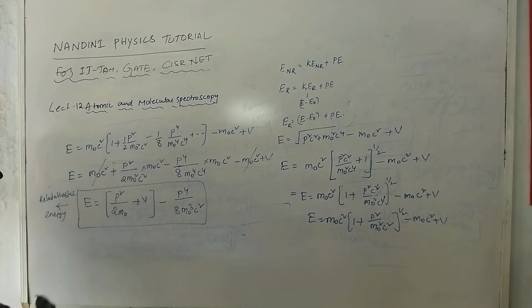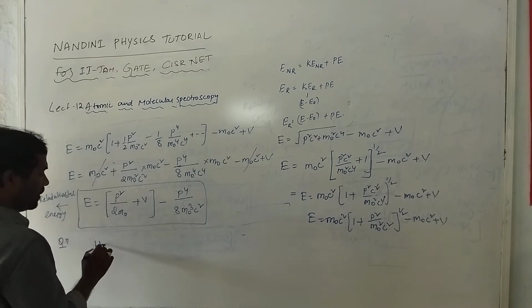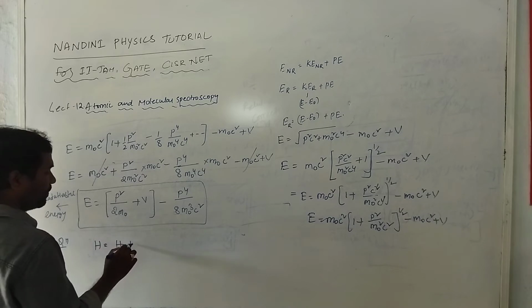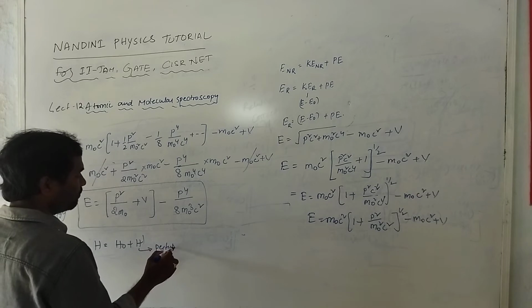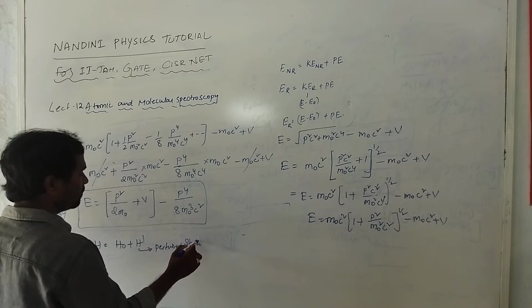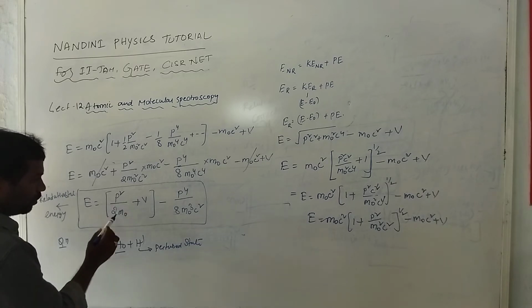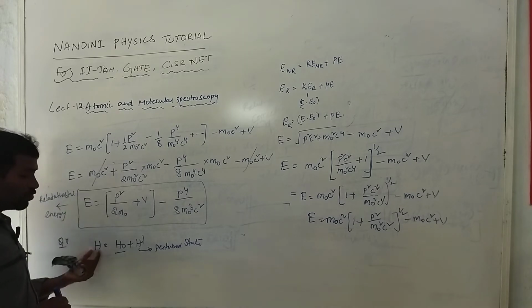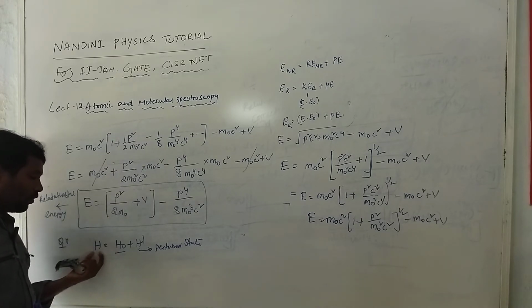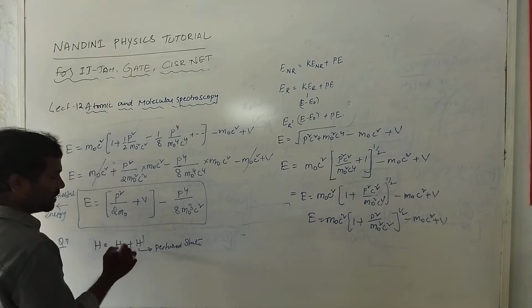So compared to the Hamiltonian, this is called total energy in quantum mechanics. Total energy E is equal to H naught plus H dash, where H dash is called the perturbation, and H naught is nothing but p square by 2m plus V. This is the total kinetic energy plus potential energy, and this gives the total energy. So the total energy of the particle is equal to H naught plus H1. So this is called the perturbed state.